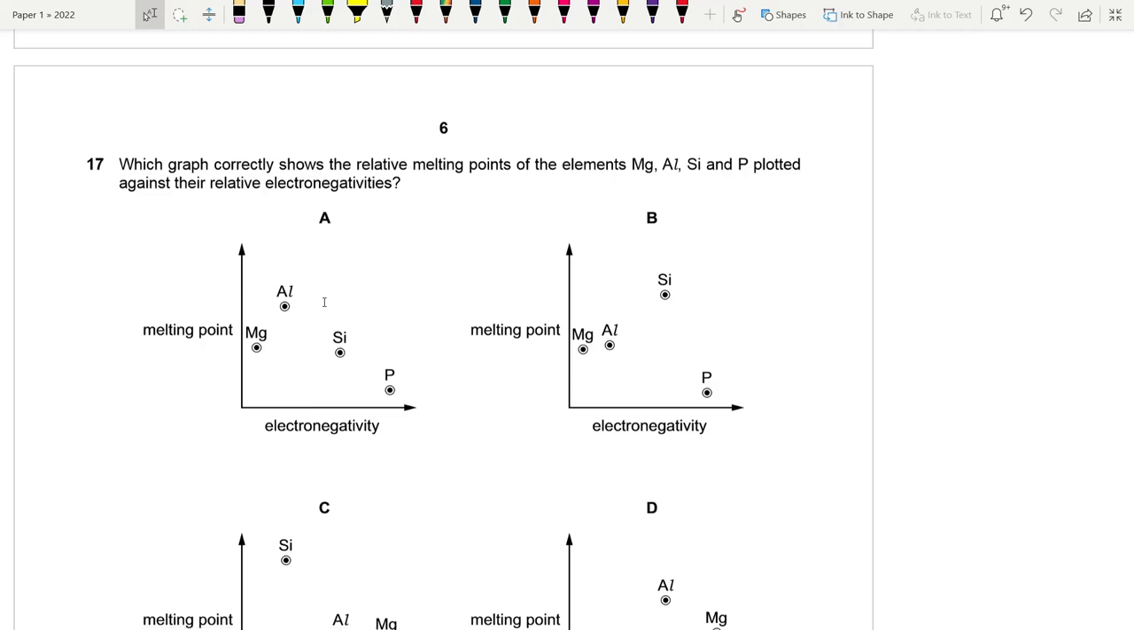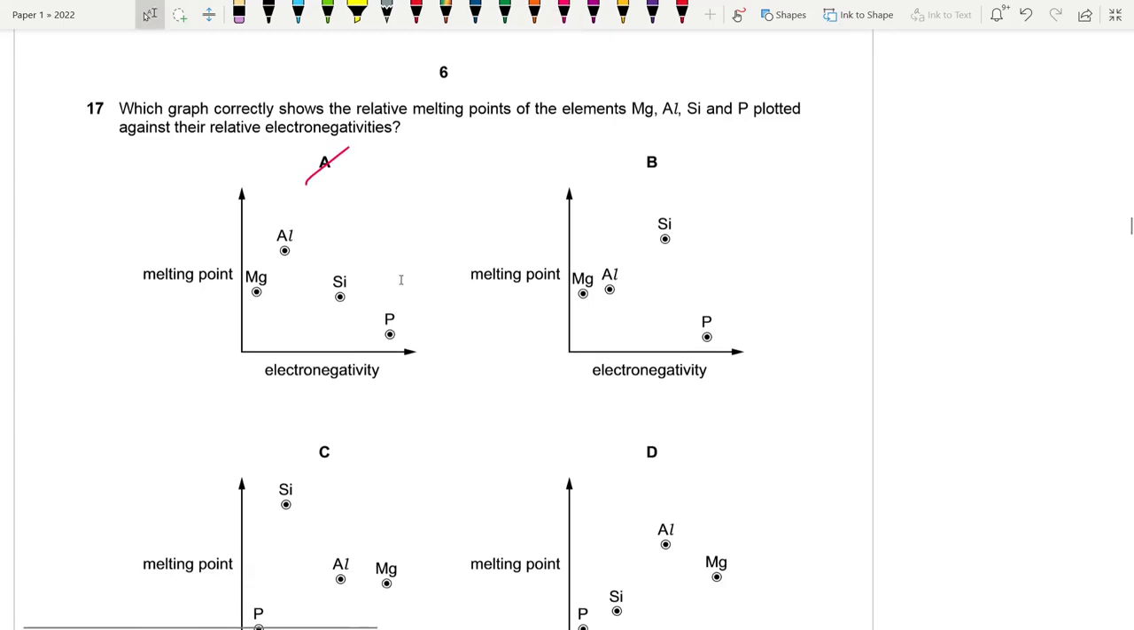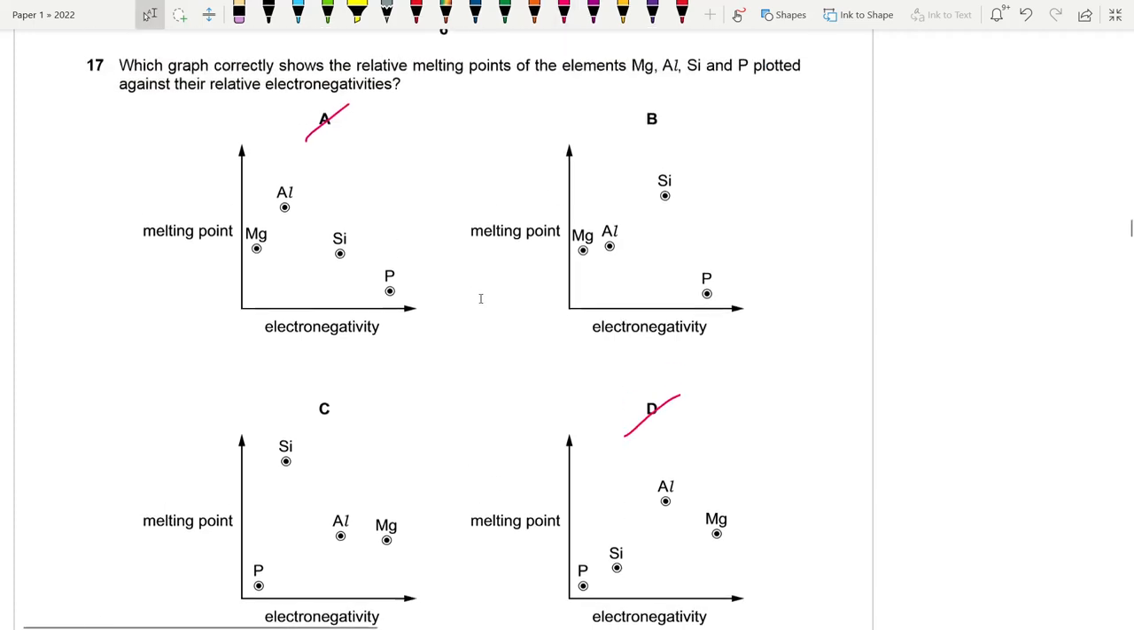Which graph correctly shows the relative melting points of the elements magnesium, aluminium, silicon, and phosphorus plotted against the relative electronegativities? Melting point. A is wrong because silicon has the highest melting point, okay? So A is wrong. D is also wrong.